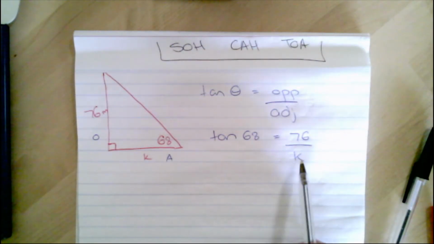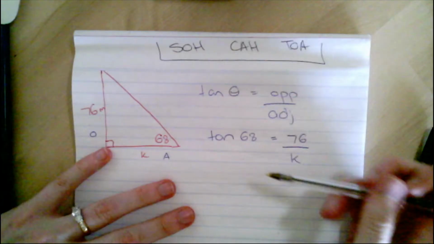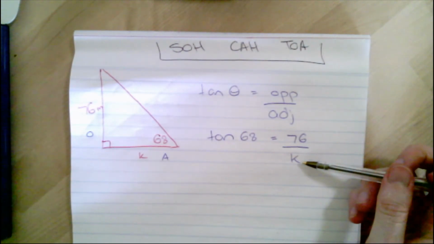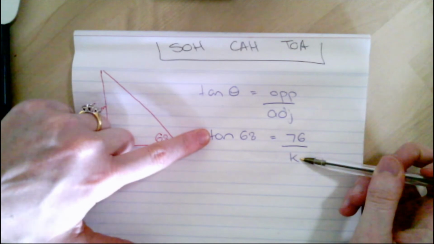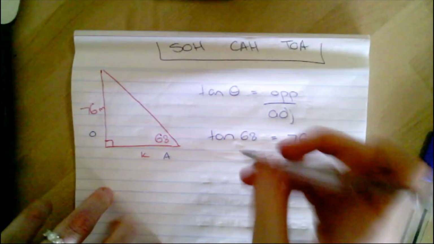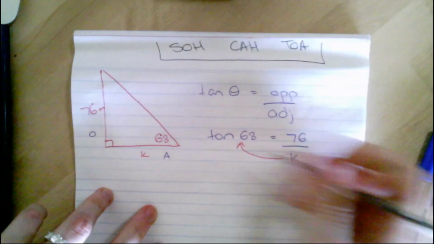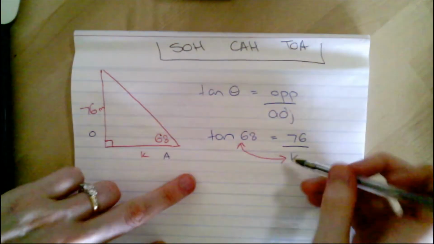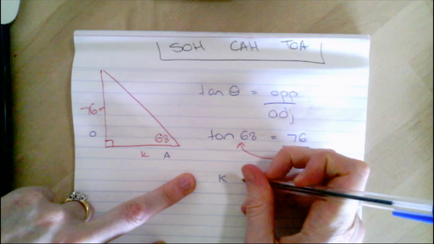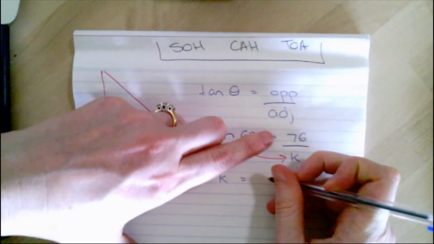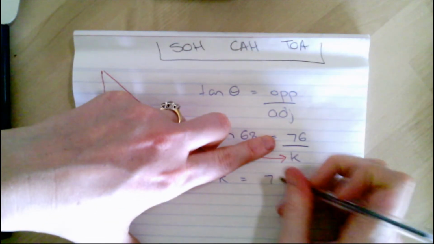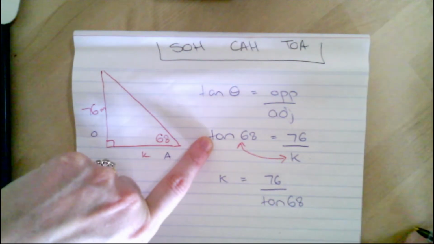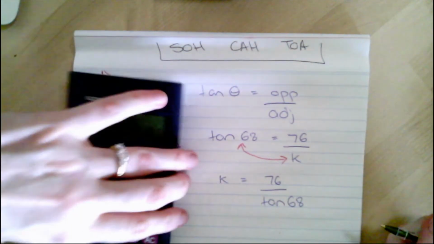Now here, what do I do when I have a k on the bottom? What do I do when my letter is on the bottom and not a number? I'm going to take this, and I'm going to take this, and I'm going to switch them. So my k goes here, and my tan 68 goes here. So k I'm going to move to the front. That leaves my fraction as 76 over tan 68.